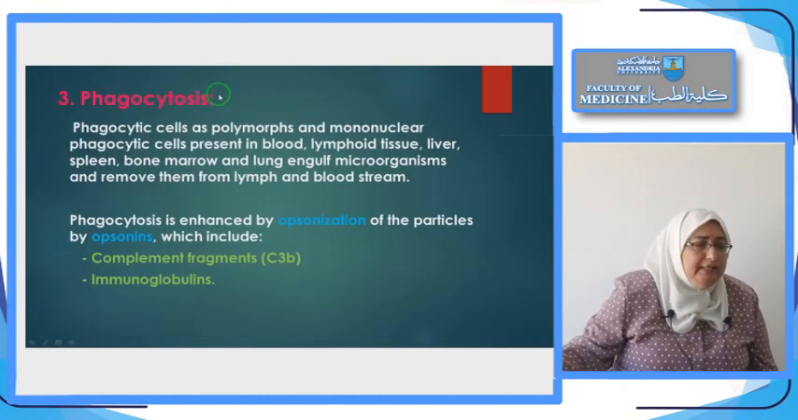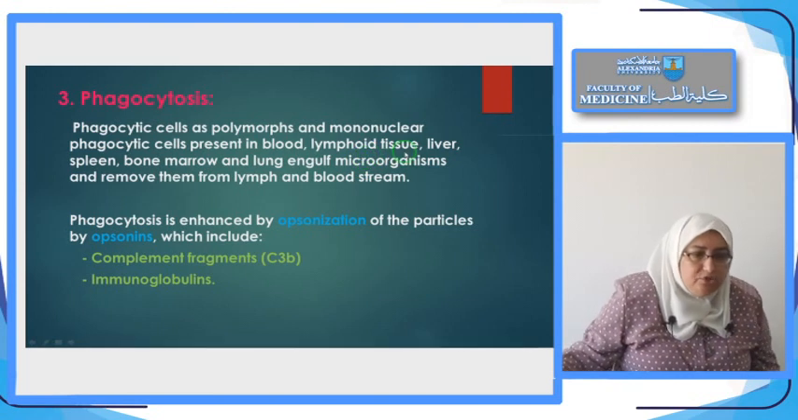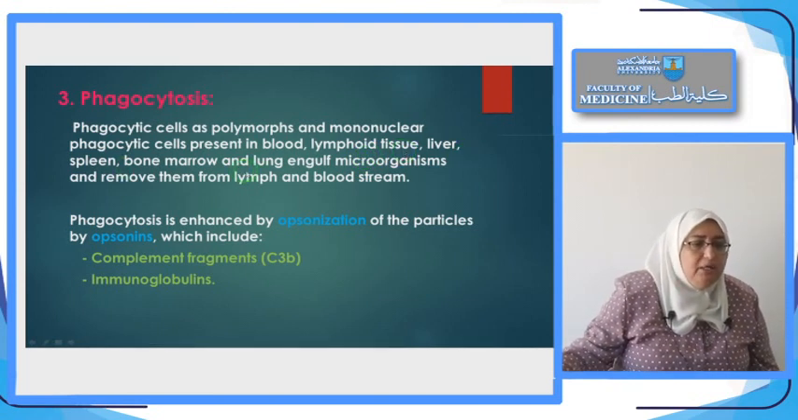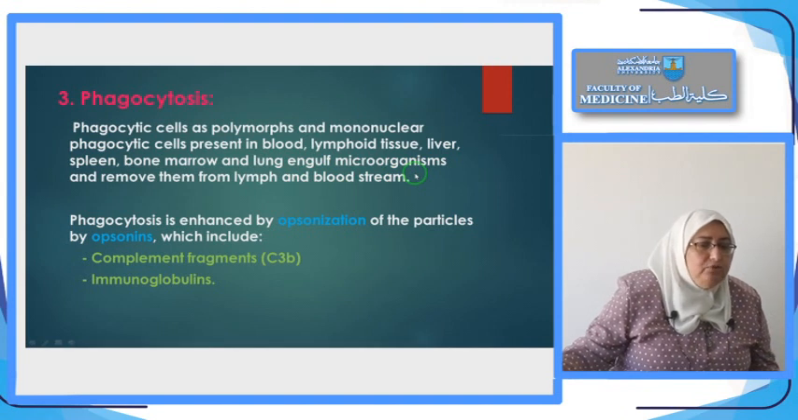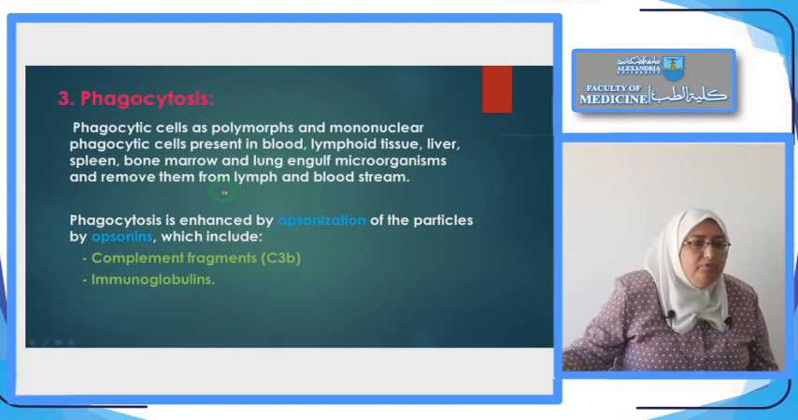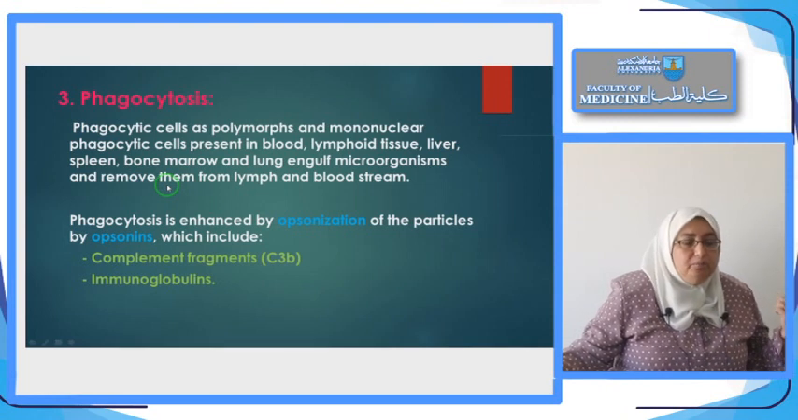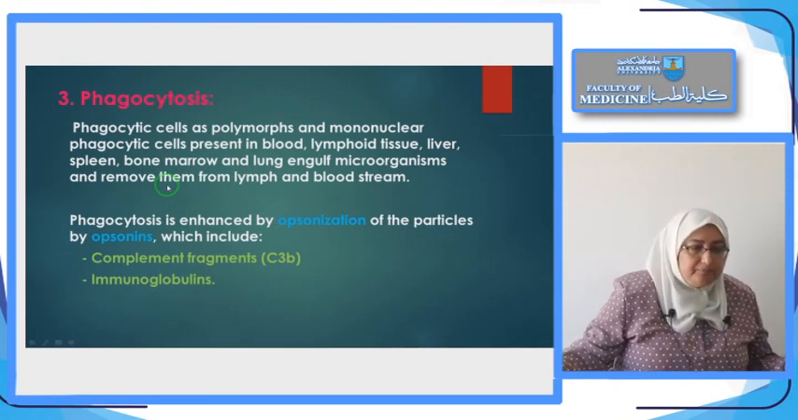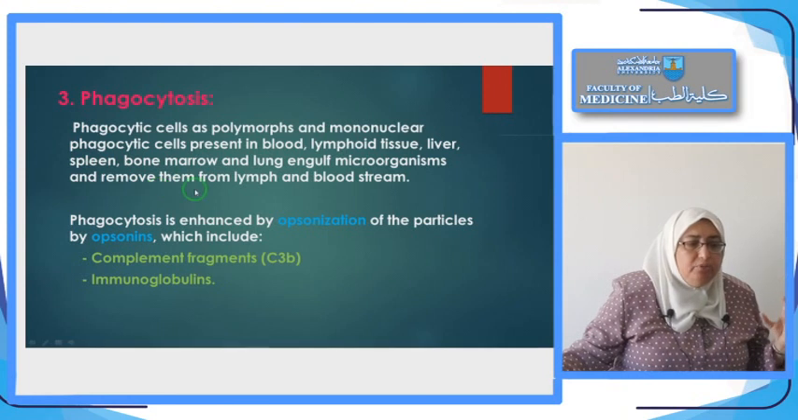Third mechanism of innate immunity, phagocytosis. What are phagocytic cells? They are polymorphs, circulating monocytes, and tissue fixed macrophages, circulating in blood or tissue fixed in lymphoid tissue, liver, spleen, bone marrow, and lung. Their function is to engulf microorganisms and remove them from lymph and blood. So again, give me an example of a phagocytic cell: polymorph, circulating monocyte, and tissue fixed macrophage.